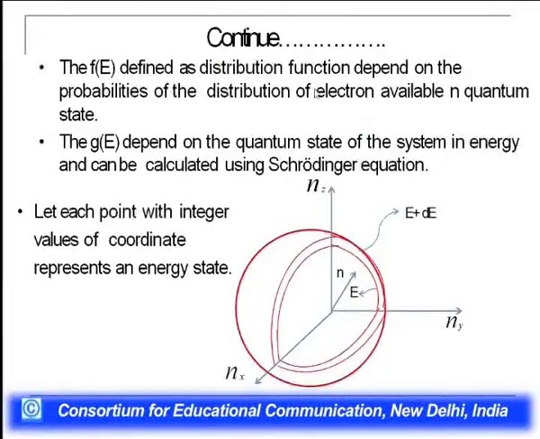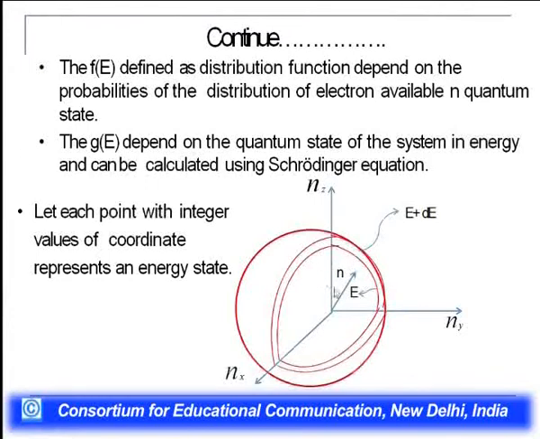Now, F(E) defines a distribution function which depends on the probabilities of the distribution of electrons available in n quantum states. Here we see we have n number of quantum states, and we define the distribution of the electrons in these n quantum states by using the distribution function. And G(E) depends on the quantum states of the system in the energy and can be calculated by using the Schrodinger equation. We consider the small interval E plus dE.